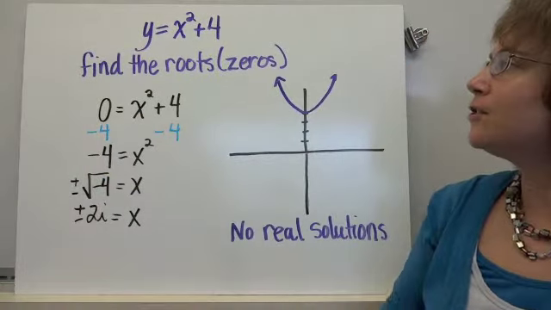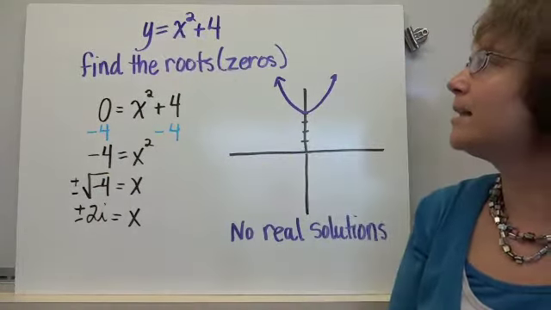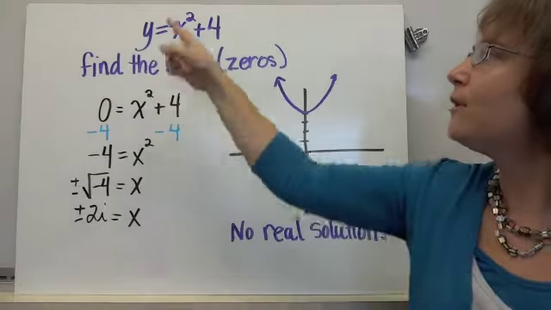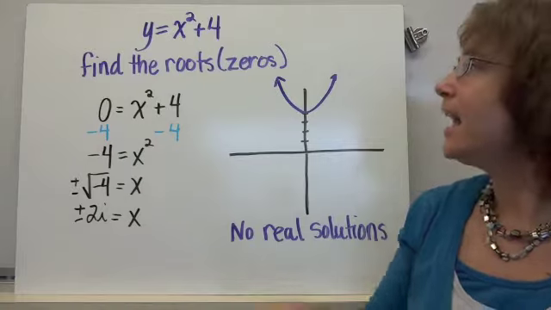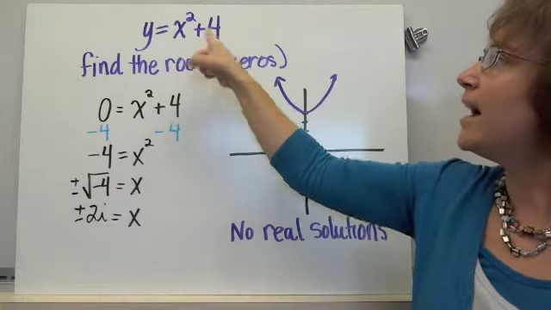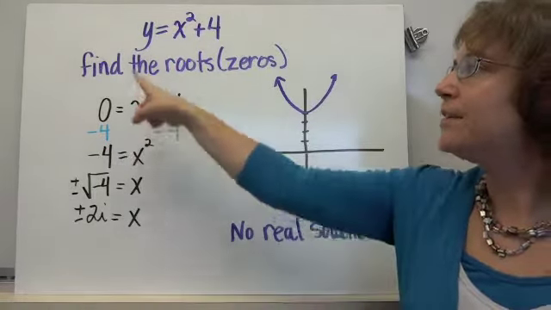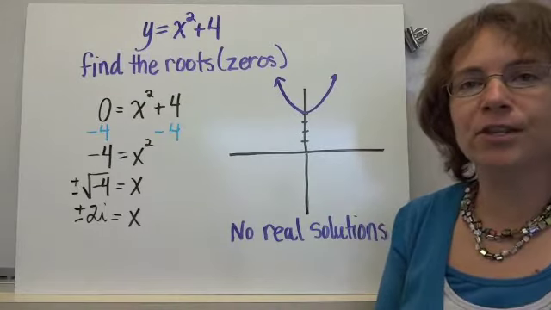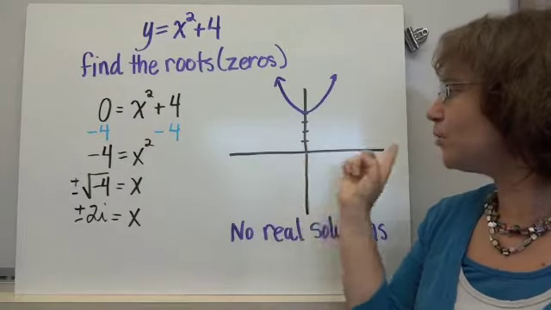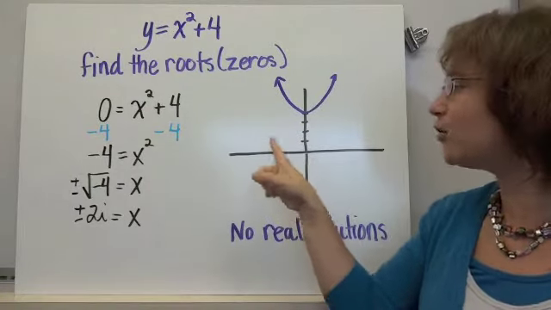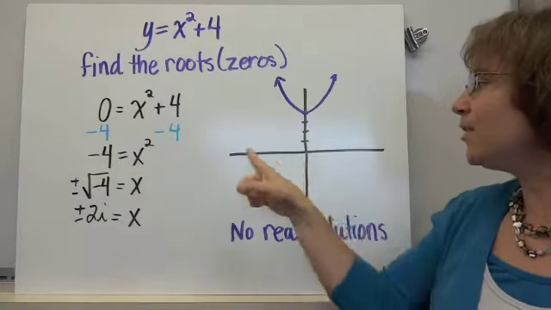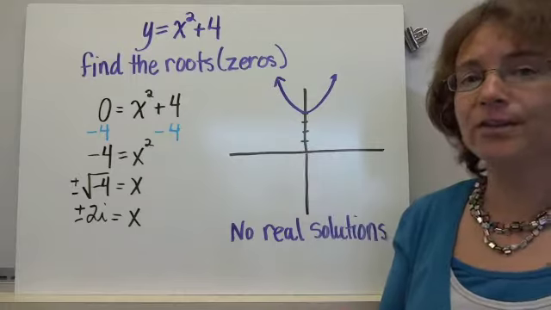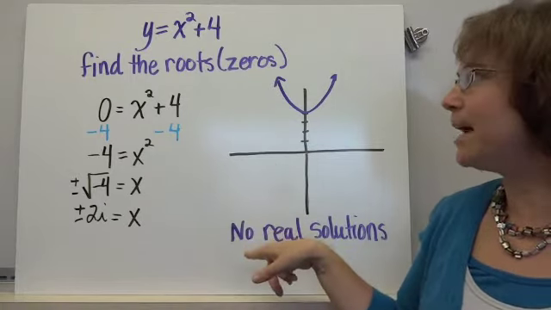So now if we have a solution, let's say we've got a function here. We have y equals x squared plus 4. We know this is a parabola, and it's opening up, and its y-intercept is at 4. Now it's asking us to find the roots or the zeros. Now when we look at this, we don't see any zeros. It's not crossing this x-axis at all. But that's because this coordinate system is real numbers. It doesn't have any imaginary numbers.